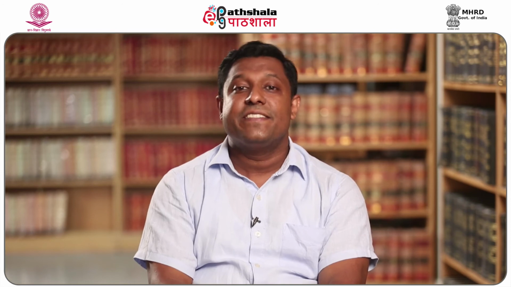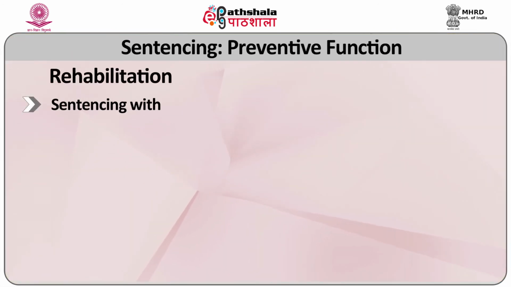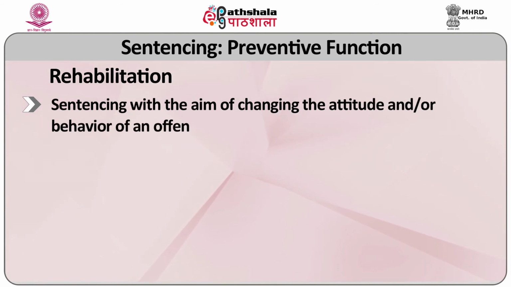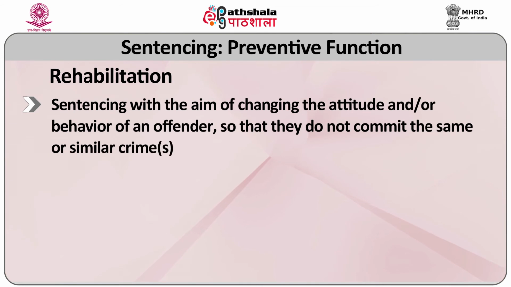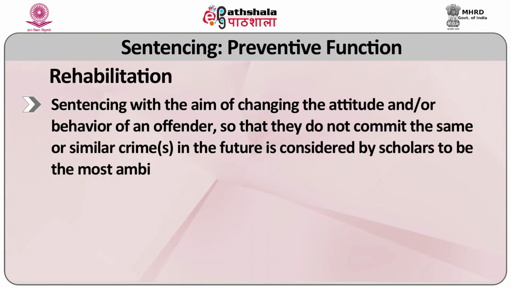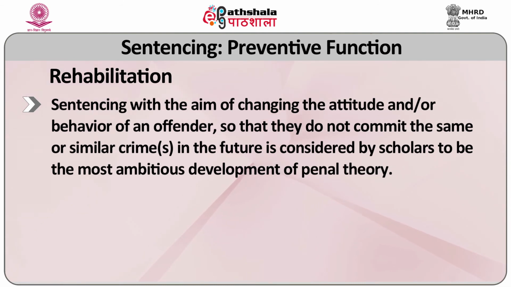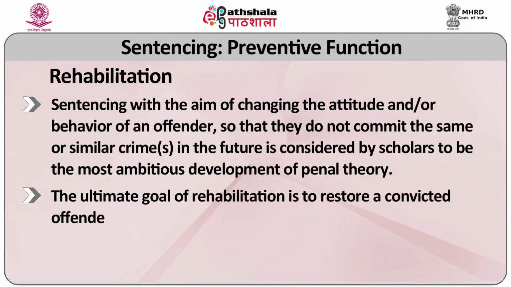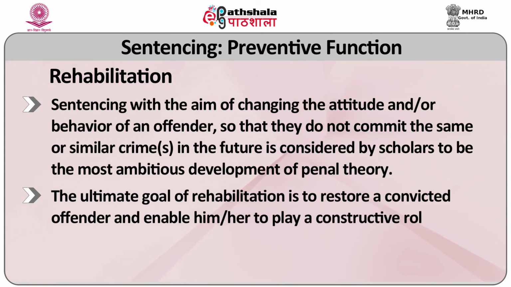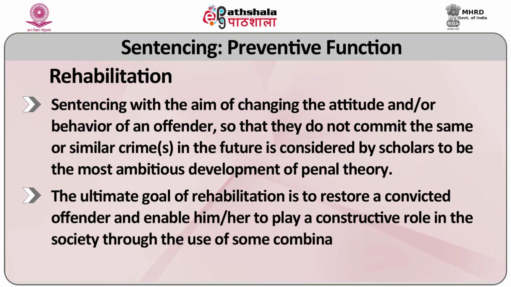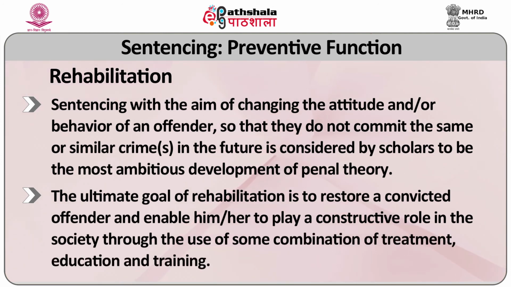Now, we will move to the third objective under the preventive function of sentencing, that is rehabilitation. Sentencing with the aim of changing the attitude or behavior of an offender so that they do not commit the same or similar crime in the future is considered by scholars to be the most ambitious development of penal theory. The ultimate goal of rehabilitation is to restore a convicted offender and enable him or her to play a constructive role in society through some combination of treatment, education, and training. The role of the modern state or the criminal justice system is to rehabilitate the offender rather than to avenge the wrongful act committed.